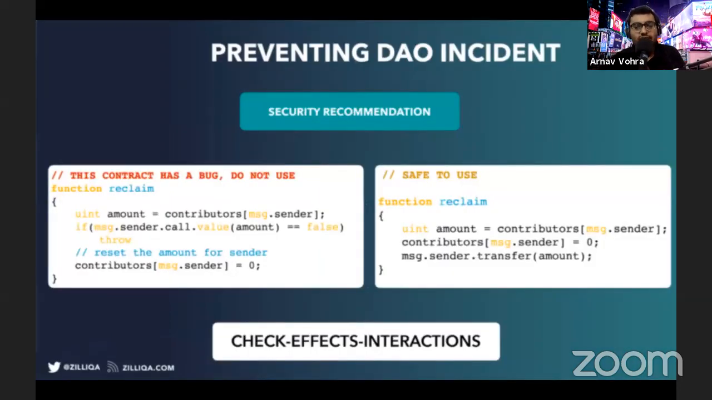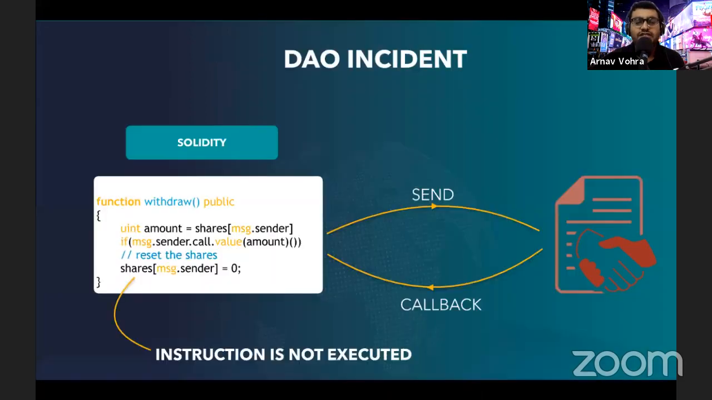Now the issue with this function was, if you look at this function on the left side, you see function reclaim, and essentially what it does, it checks the value. If a person calls this, essentially message dot sender is the address that is calling it.